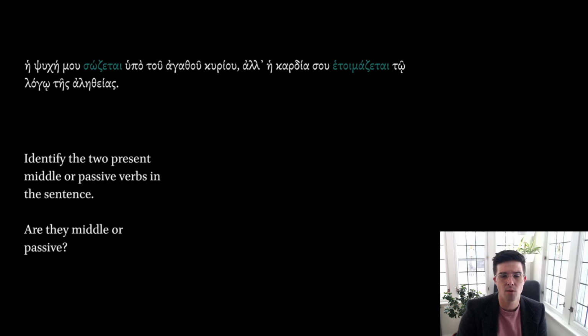And the next thing I want you to do is determine whether each one of these verbs is going to be middle or passive based on the context of the sentence itself. And in both cases, what we're going to have is a passive verb. And the reason that we know this is that we have these things that come after them.